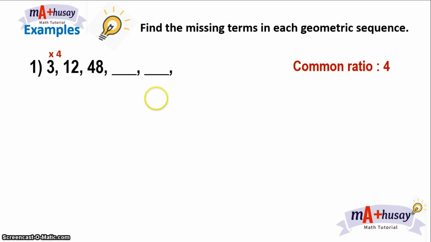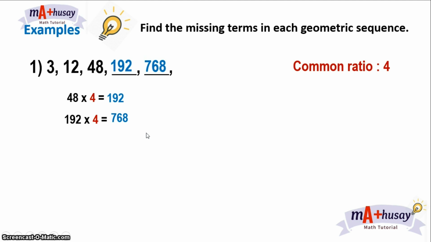We can get the two missing terms by multiplying 4 to the third term, which is 48. So, 48 times 4, that will give you 192. Now, from 192, that's the fourth term. Now, 192 times 4, that will give you 768. And that will be your fifth term. So, for example number 1, the two missing terms are 192 and 768.